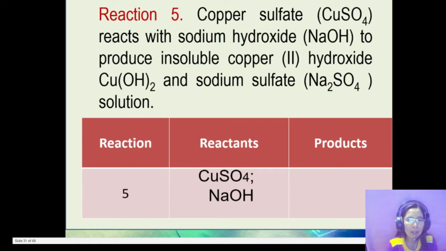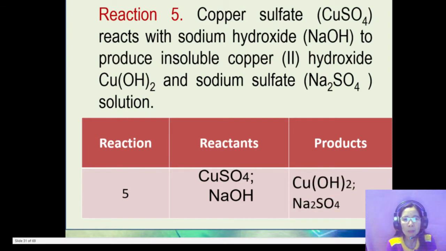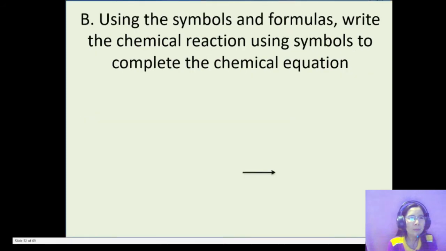We have CuSO4 or copper sulfate and NaOH or sodium hydroxide. And the products, we also have 2 products: copper 2 hydroxide and sodium sulfate. How many got the correct answer? Oh, very good. All of you got the correct answer. Now, let's proceed to part B of activity number 2.